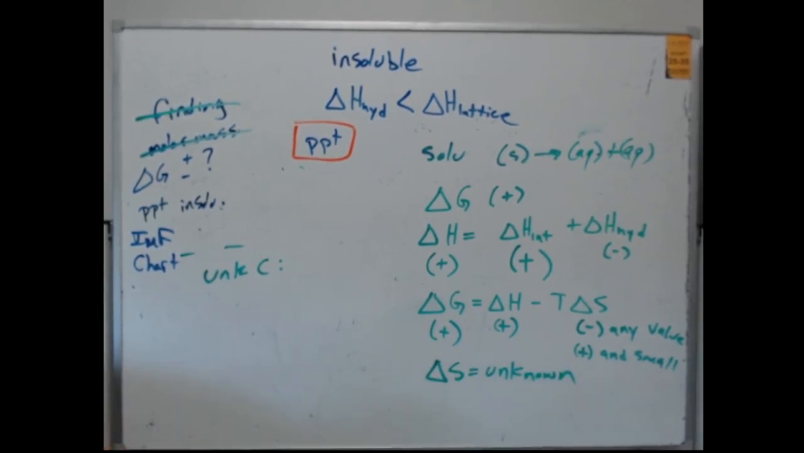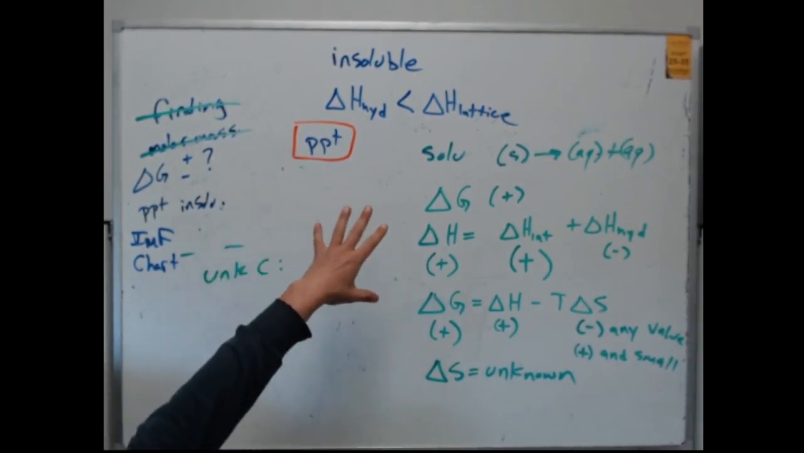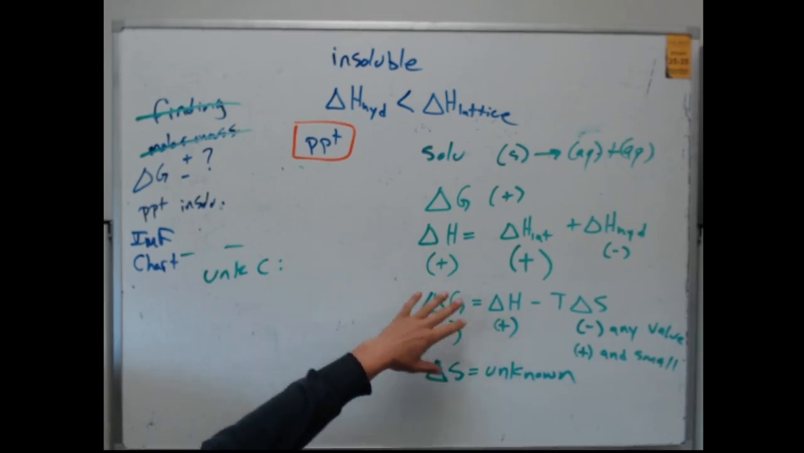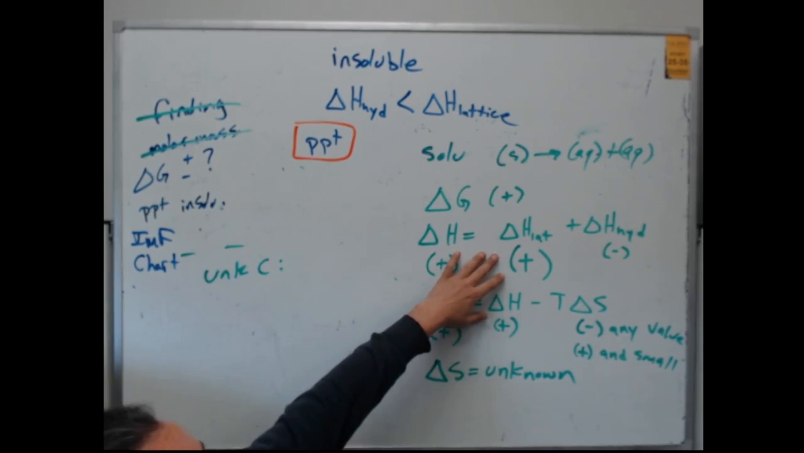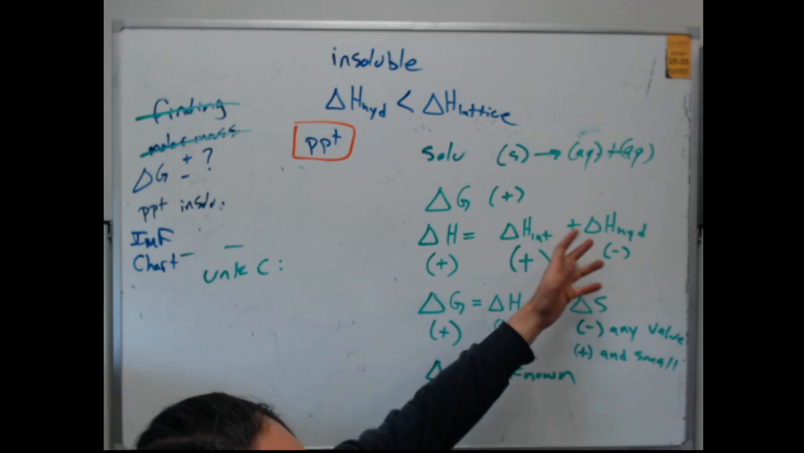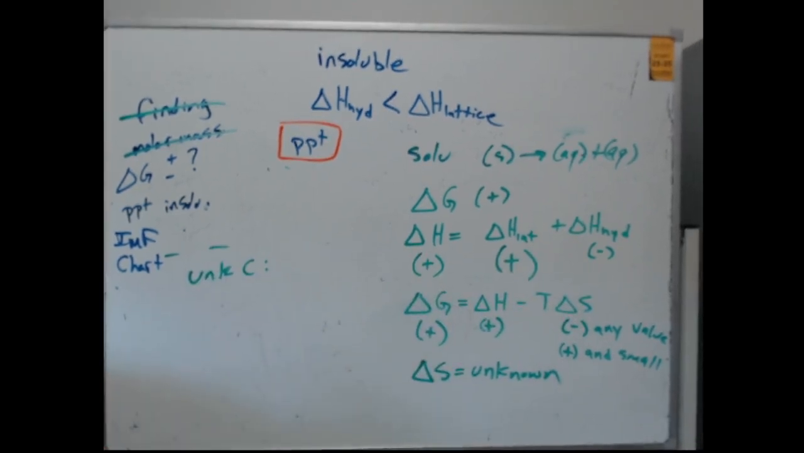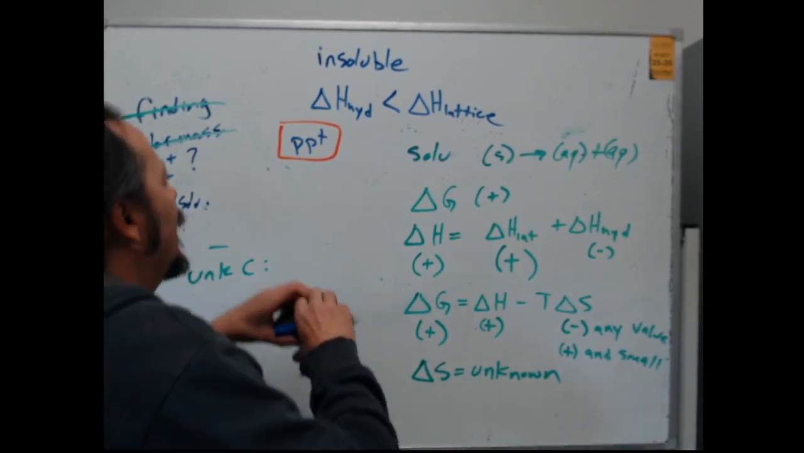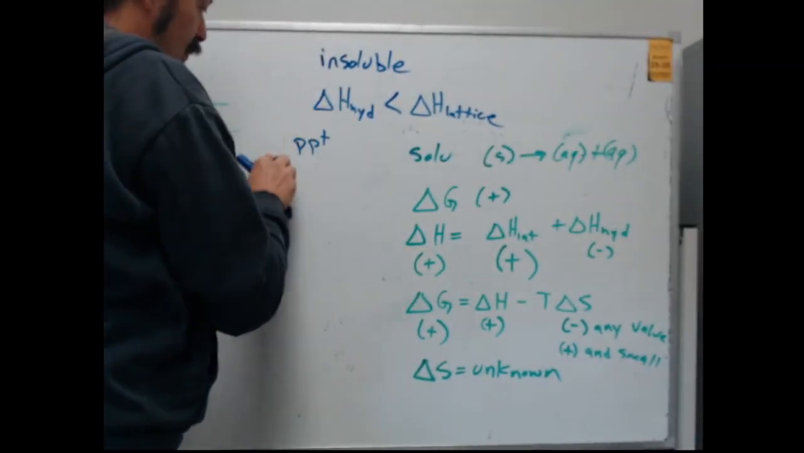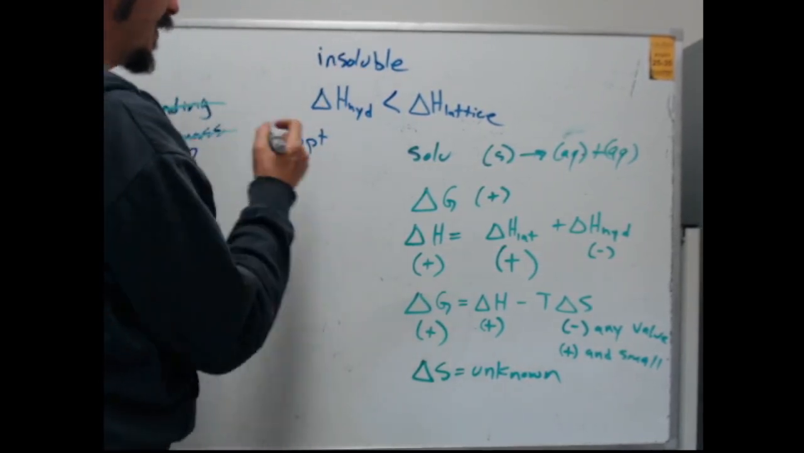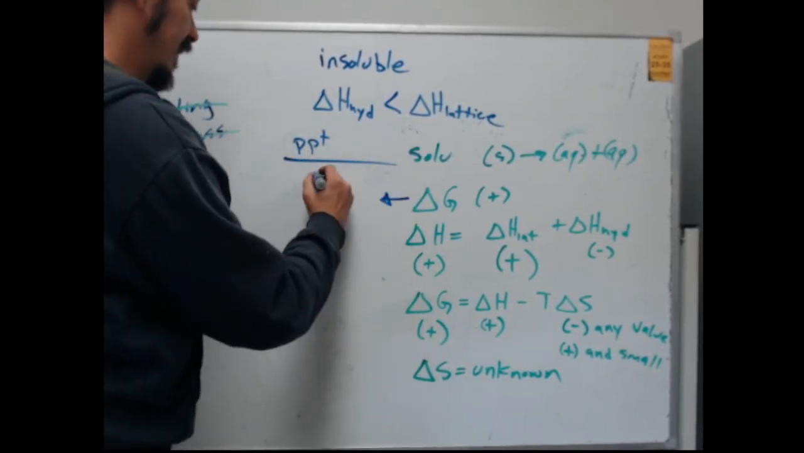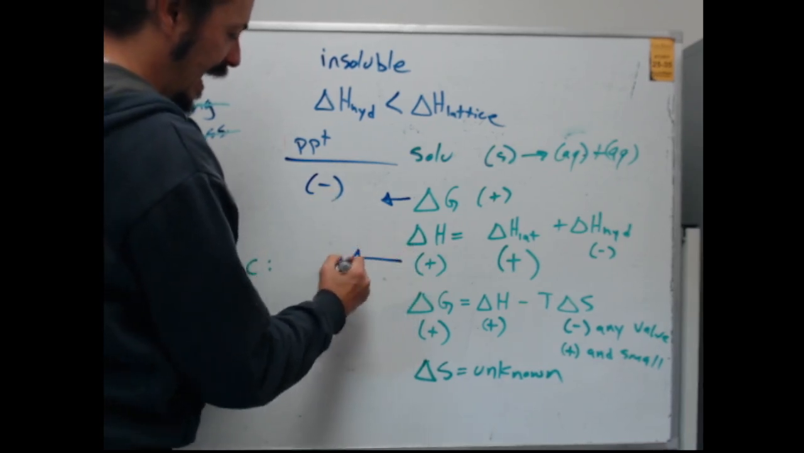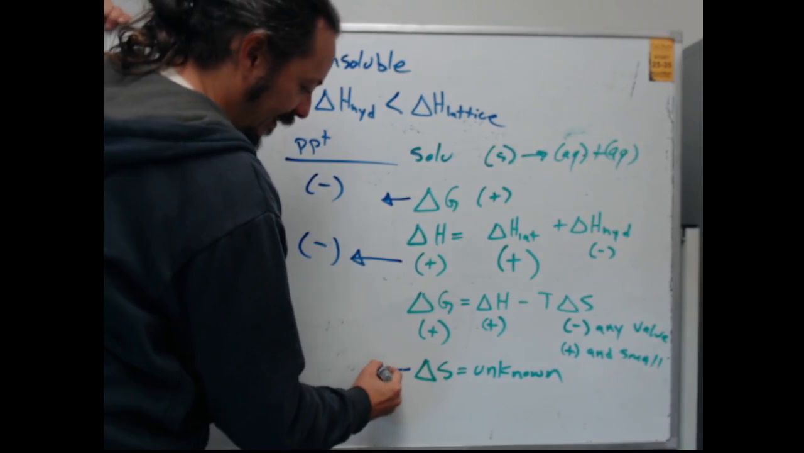My hunch is that it's going to be close to 0, because, like we had in the warm-up question, the entropy of breaking the lattice apart is positive and the entropy of hydration is negative. Those two things usually are pretty close to each other and balance out pretty well. But I just did it for the wrong problem, right? I did it for solubility instead of precipitation. But now I can just say, okay, for precipitation, I'm just going to flip my signs. Delta G is going to be negative. Delta H is going to be negative. Delta S, still unknown.